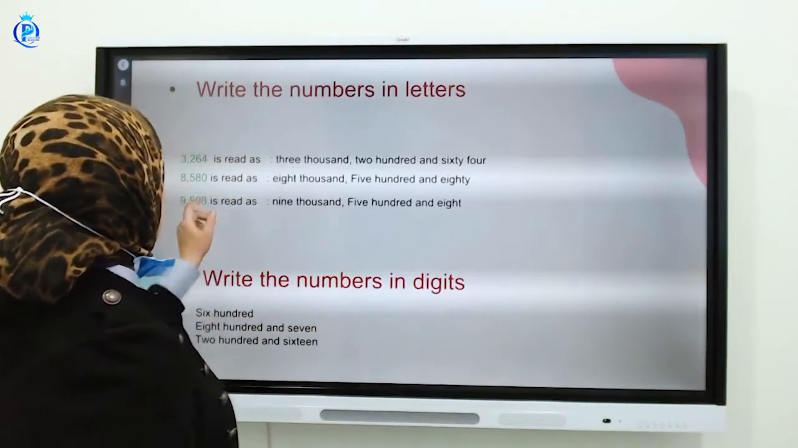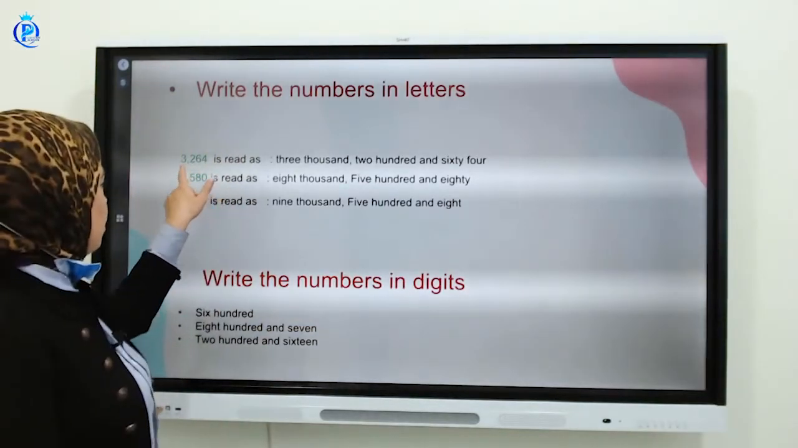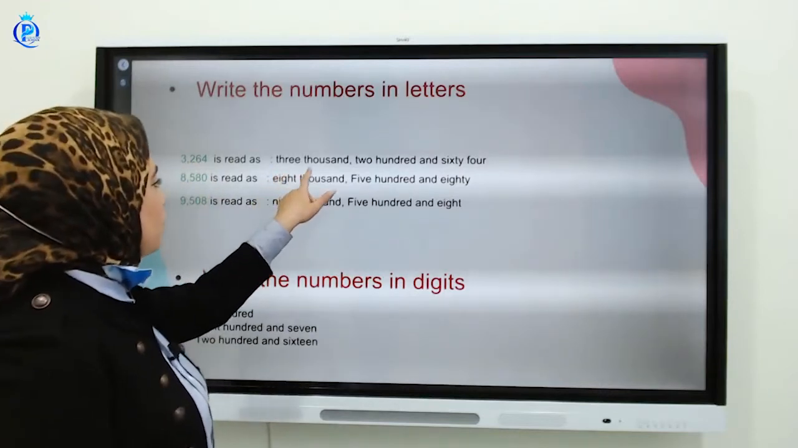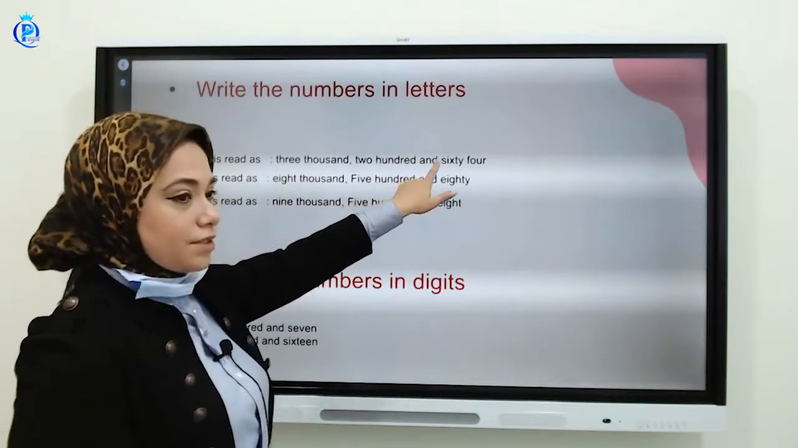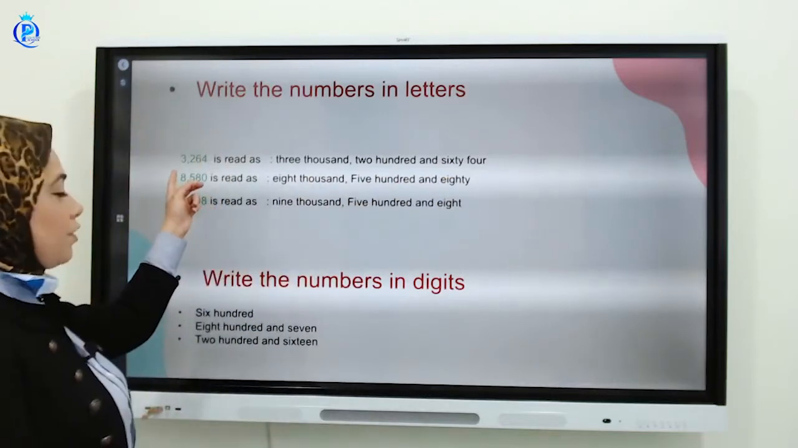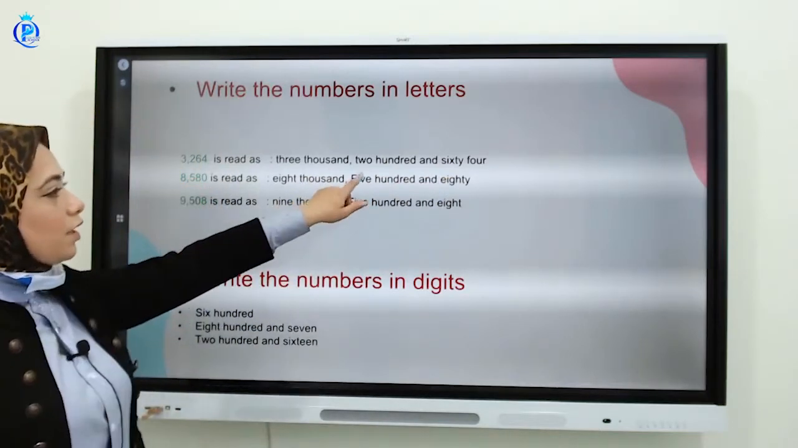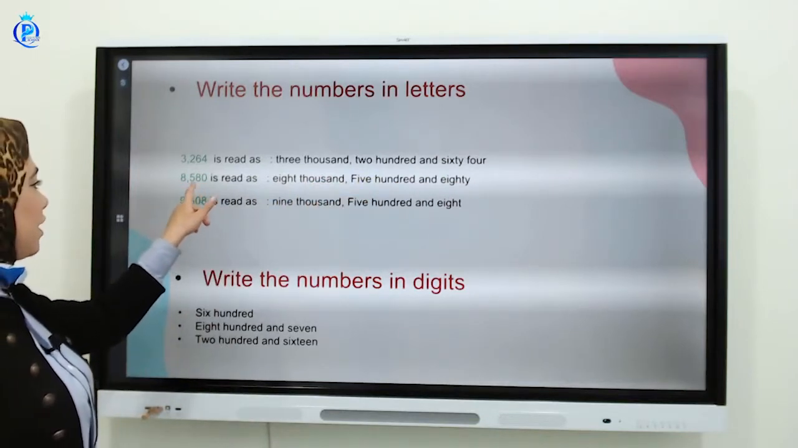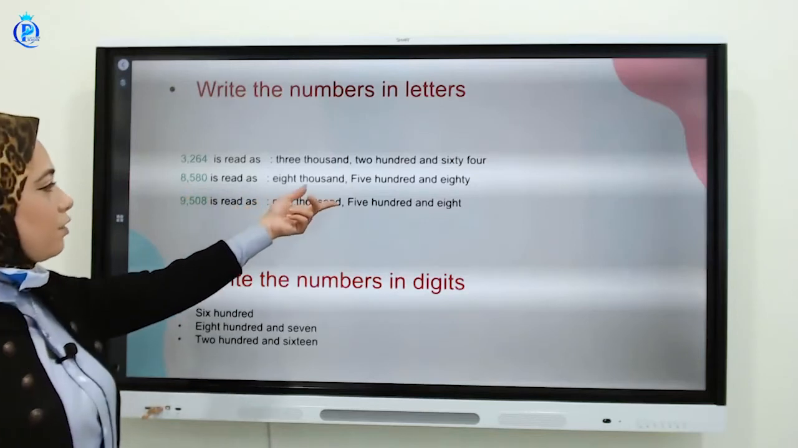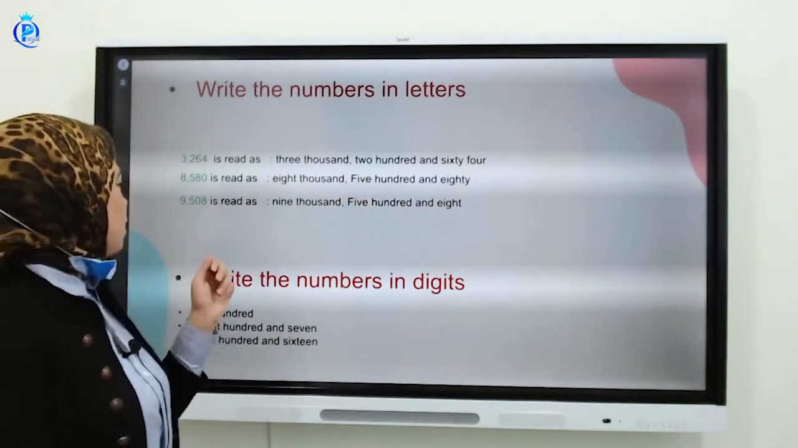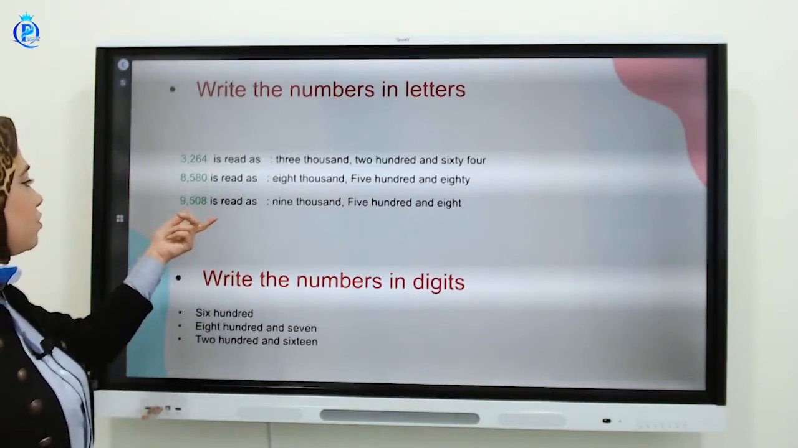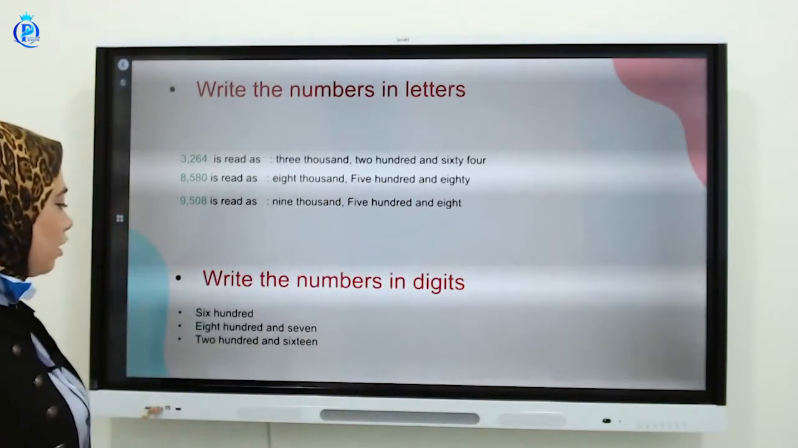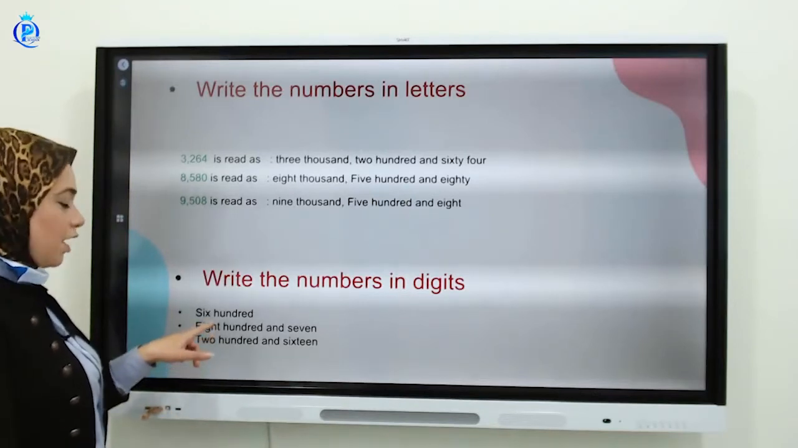Now, how can I read this number? 3264. How can I read it? It's 3,264. Okay? What about the second one? 8580. It's 8,580. What about this one? 9508. It is 9,508. Okay?